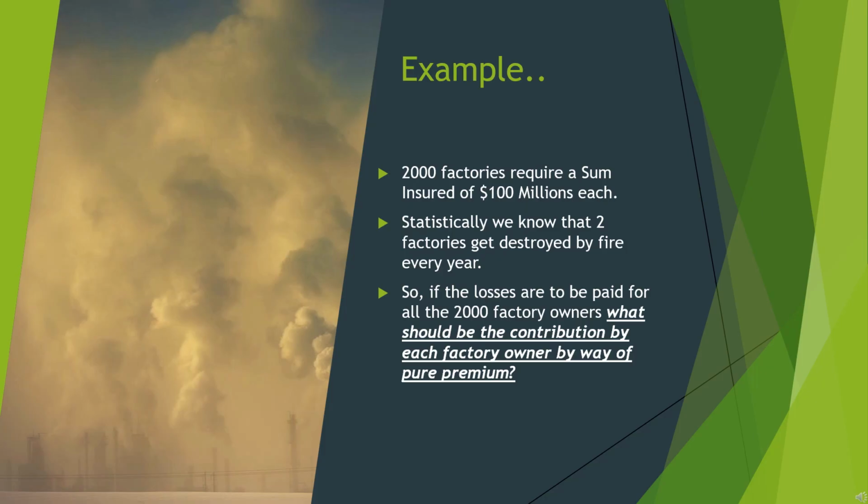Let's think about this example. This is something to understand how insurance pool works behind the curtains. 2,000 factories require a sum insured of $100 million each. Statistically, we know that 2 factories get destroyed by fire every year. So, if the losses are to be paid for all the 2,000 factory owners, what should be the contribution by each factory owner by way of pure premium?